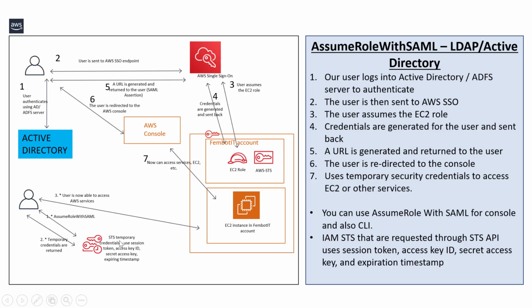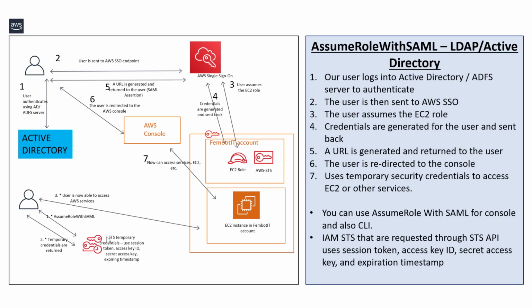When you're using your STS on the command line, it's using a session token, an access key ID, a secret access key, and an expiration timestamp. And that's it. Those are the 3 steps in Identity Federation that I wanted to cover.